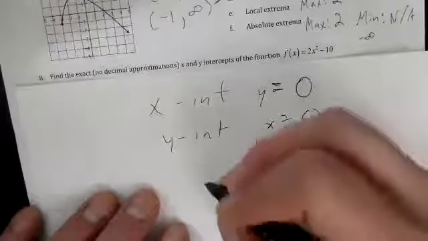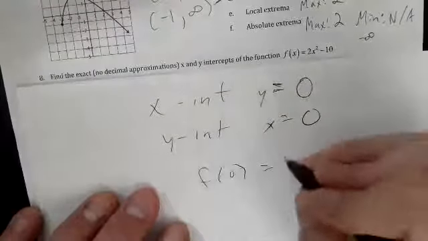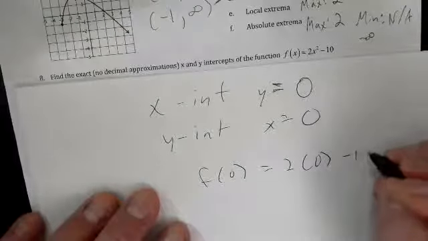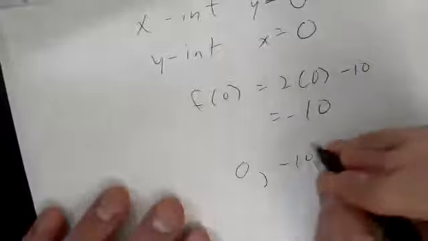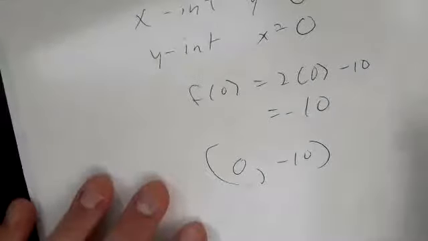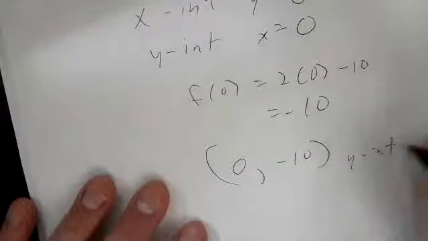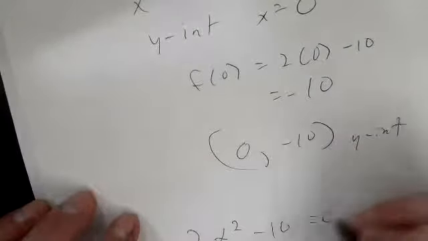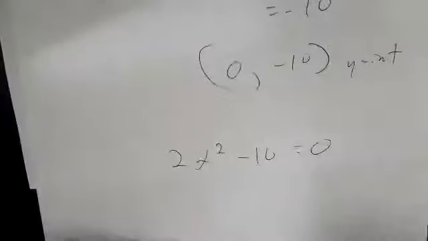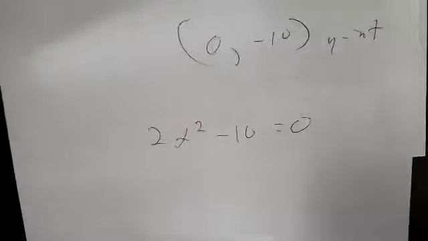If I want to plug in 0 to my x, I think this is giving me a minus 10. So 0 minus 10 would be what? My y-intercept. And the other way around is if I plug in 0 to my y and find my x-intercept. So this is the one that you might have to approximate.